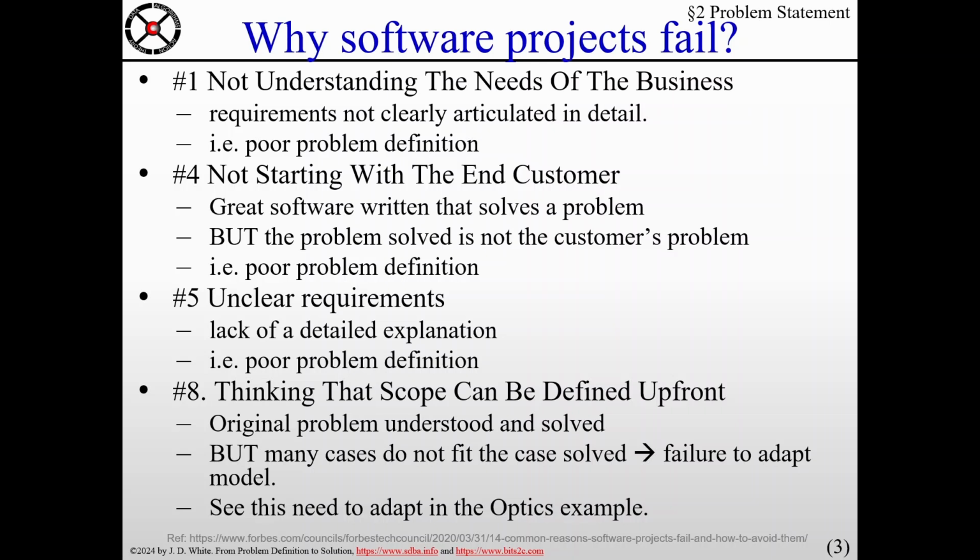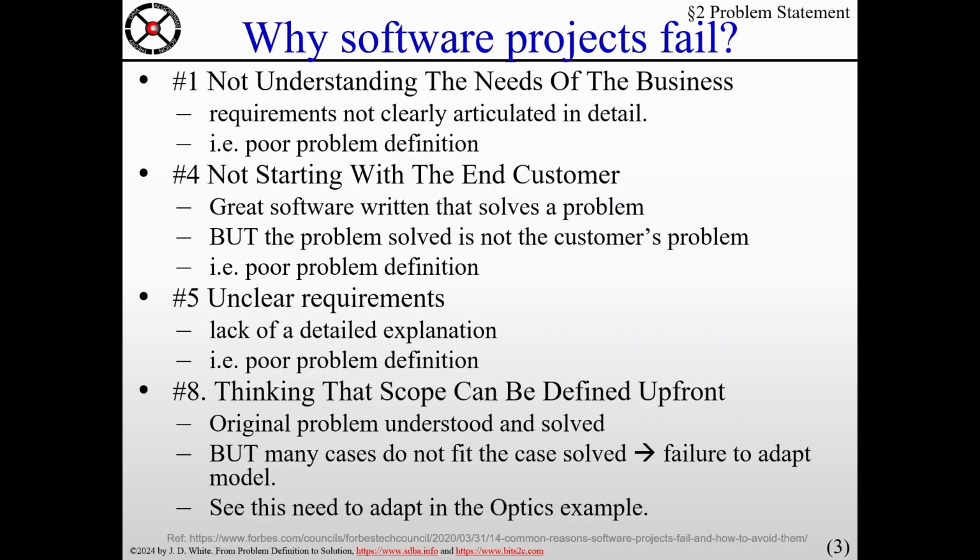Next, number 5 is similar: unclear requirements. Okay? You immediately start programming before bothering to be clear. You don't even bother to clarify what you're trying to program. You just say, oh, I got the idea, I know what I'm doing, and you start writing a program. And then, without this detailed explanation, i.e., poor problem definition, your software project fails. So those first 3 are all related to poor problem definition, not understanding the problem clearly.